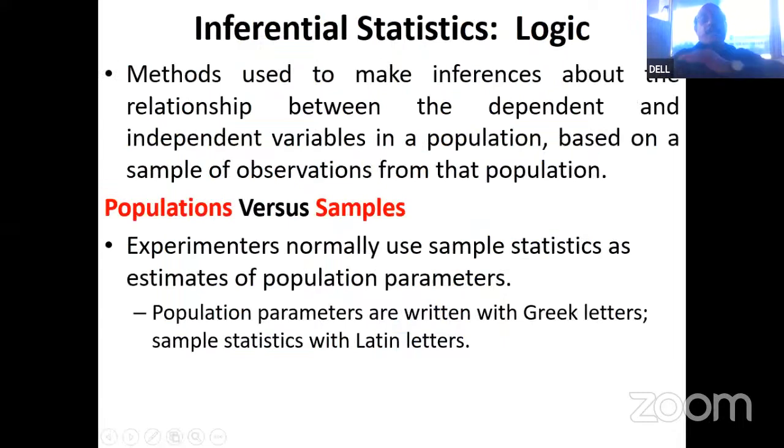So inferential statistics is a method of making inference about the relationship between the independent and dependent variables in a population based on a sample of observations from that population. That means the sample which we are drawing from the population is the dependent nature. So why is it called independent and why is it called dependent?